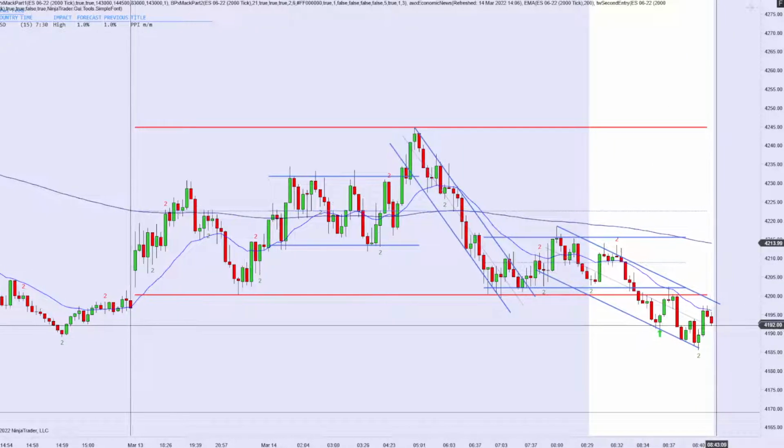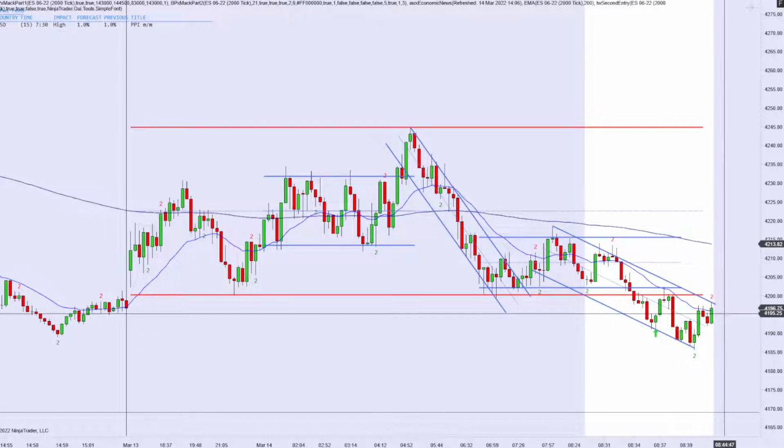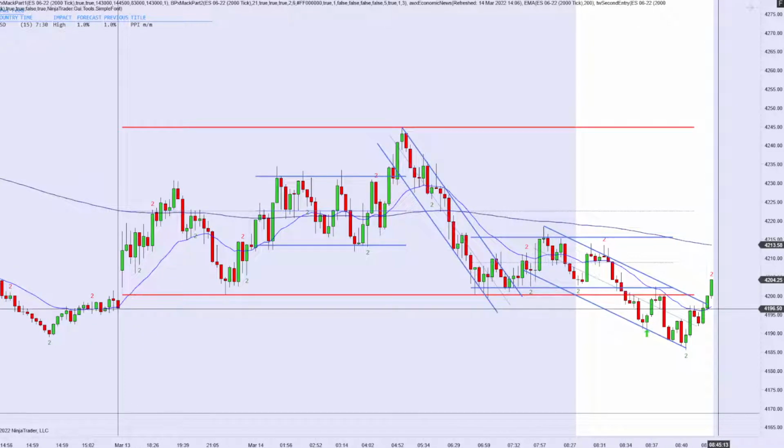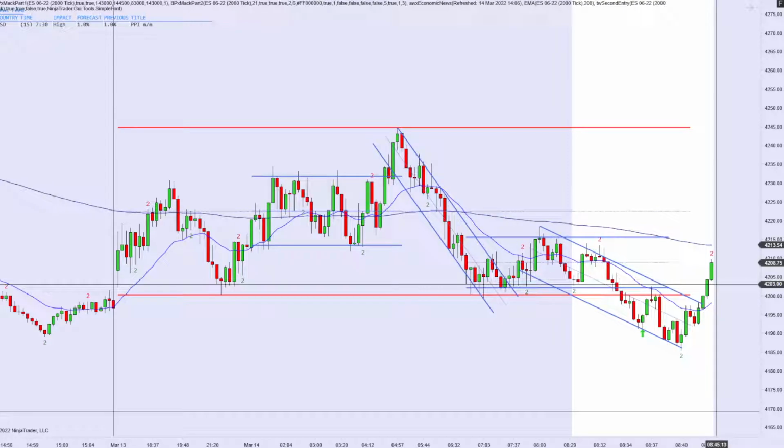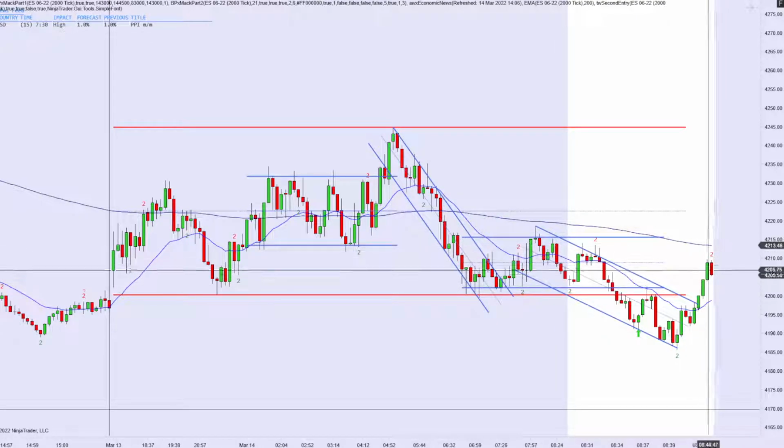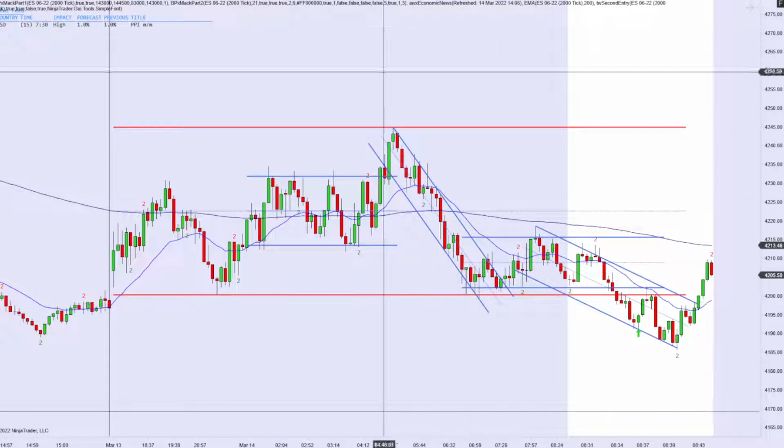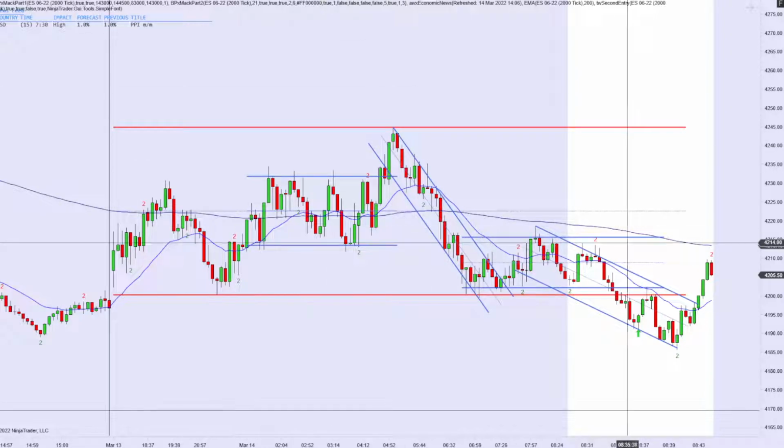New low, first entry short, prices come back up. And second entry short isn't triggering. We're not looking to go short this high, this far away from the trading range. I'm sorry, this far away from the EMA.